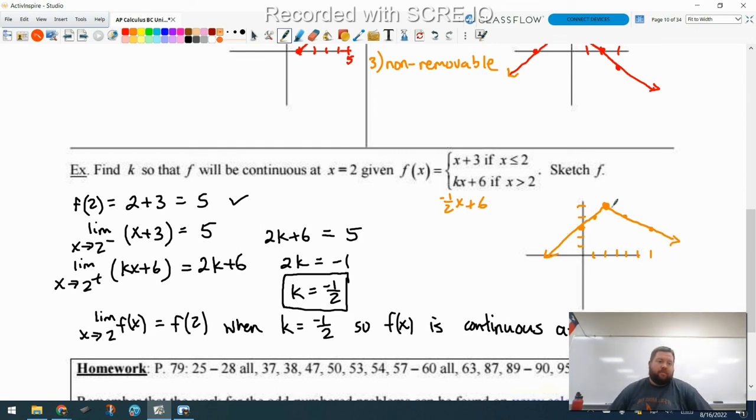The limit approaches the same value from the left and the right, and it's approaching a closed circle, which is what you need for continuity.